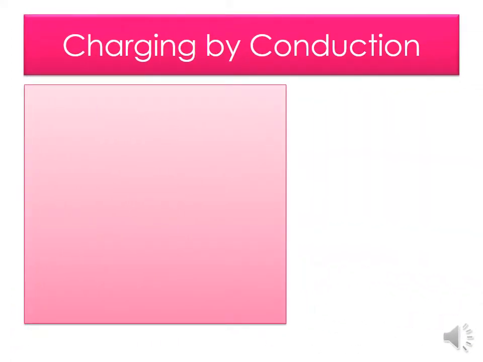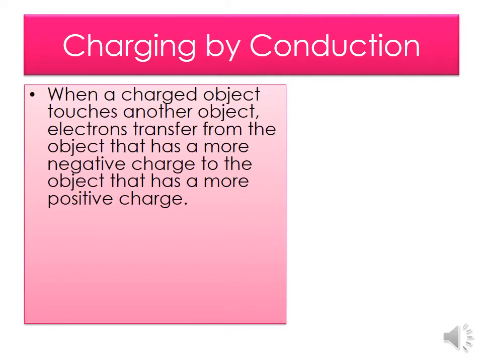All right, so now charging by conduction. When a charged object touches another object, electrons transfer from the object that has a more negative charge to the object that has a more positive charge. So it's always going to go from an object with more of a negative charge to an object with a positive charge.